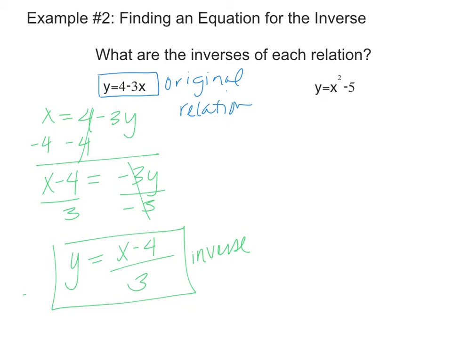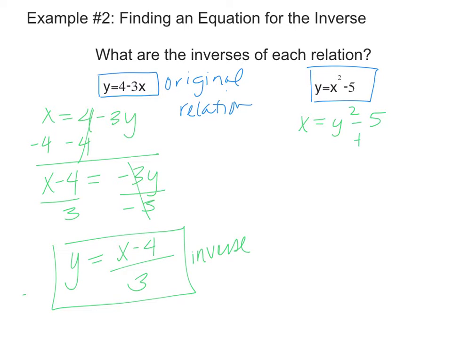And to check to see if they are functions, you can just check them in a graphing calculator. All right, the next one, we have y equals x squared minus 5. So again, this is the original. And then we need to switch positions. So this would be x equals y squared minus 5.